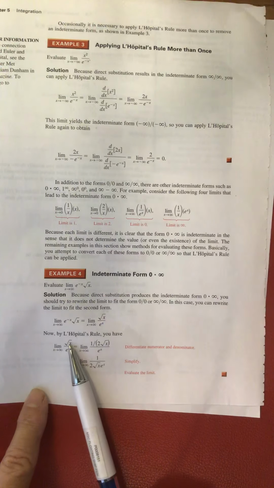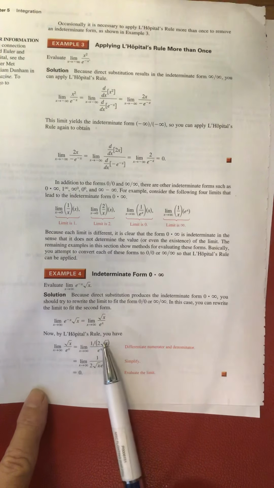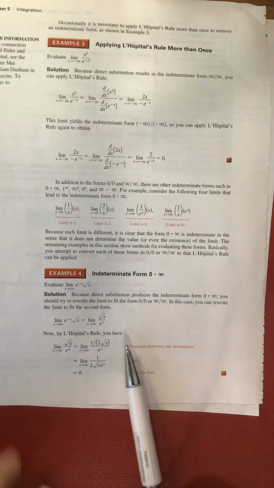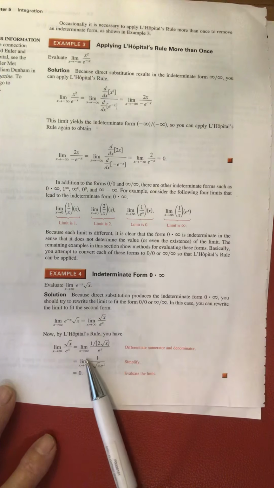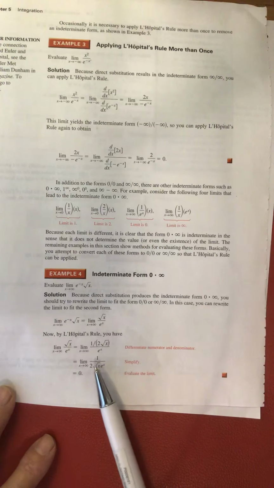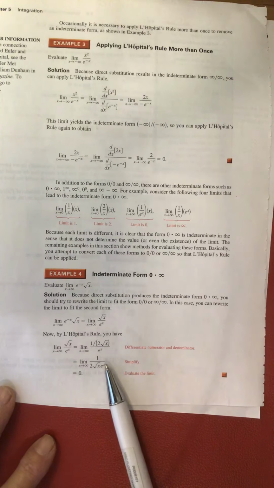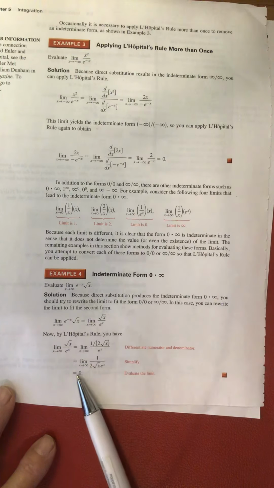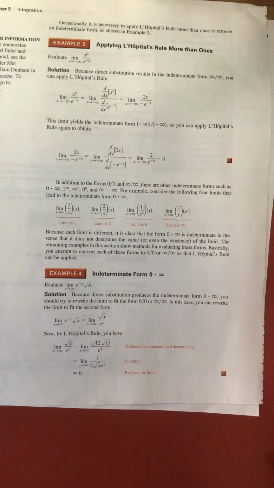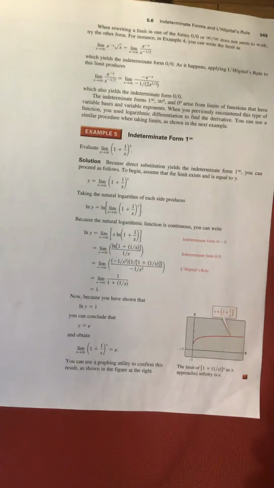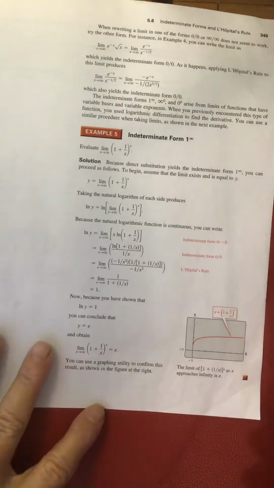So the square root of x is x to the 1/2, so the derivative is 1/2 x to the minus 1/2, so it's 1 over 2 square root of x. E to the x is e to the x. So we end up with the limit as x approaches infinity of 1 over 2 square root of x, e to the x. 1 over infinity is 0. We have evaluated using L'Hopital's rule. So L'Hopital's rule runs around in a variety of ways.